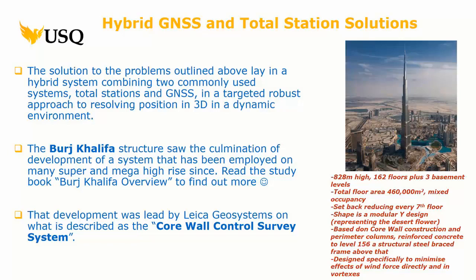So in this particular case, try to get the scene here. I just want you to make sure you understand. Looking on the right-hand side there, that is the Burj Khalifa, right? It's 830-odd meters high, 160 floors, 3 basement levels, 460,000 square meters. I mean, that's a lot of property. So what's a house in an Australian capital city? How big?